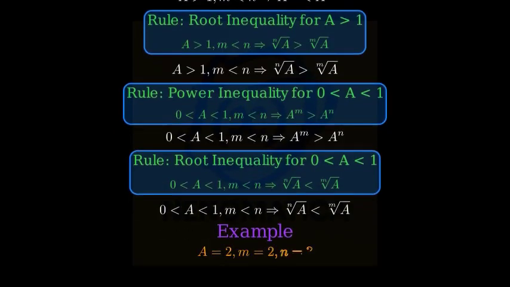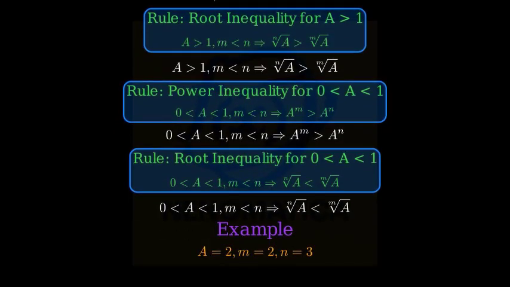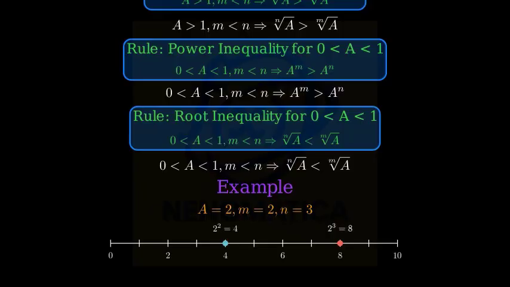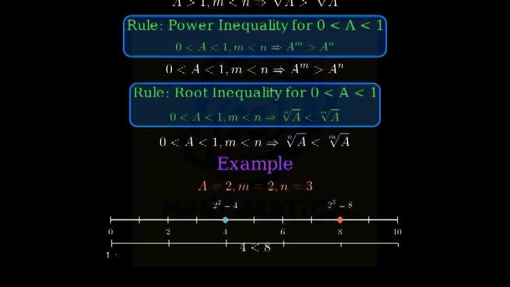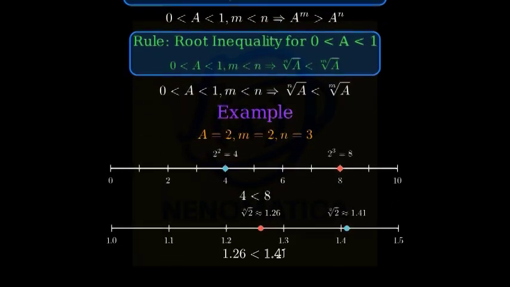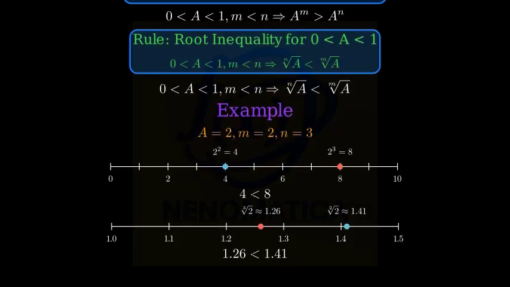Example, consider a equals 2, m equals 2, and n equals 3. Since a is greater than 1, we know a raised to m is less than a raised to n. Let's calculate. 2 squared equals 4, and 2 cubed equals 8. Indeed, 4 is less than 8, confirming our first property. For the second property, the nth root of a is greater than the mth root of a. The cube root of 2 is approximately 1.26, while the square root of 2 is approximately 1.41. Since 1.26 is less than 1.41, this confirms our property.